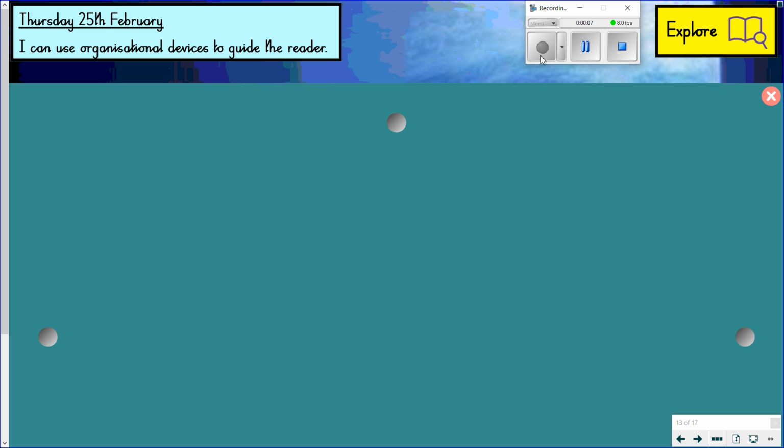That is all about our unit on non-chronological reports or information texts, as I've been referring to them this week, which is all about writing to inform the reader and relay information to a reader. Today's I Can is to use organisational devices to guide the reader, and we'll come on to that in a little while.